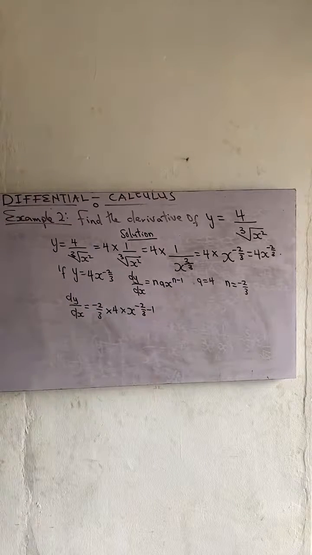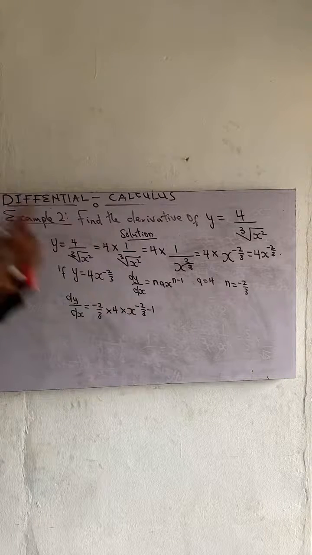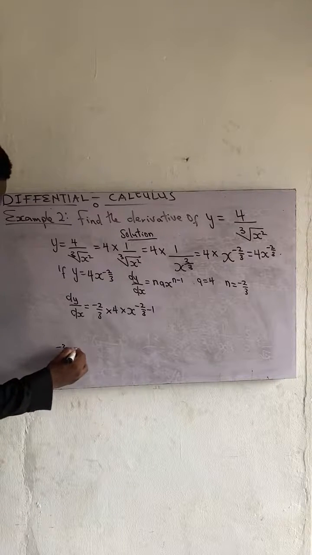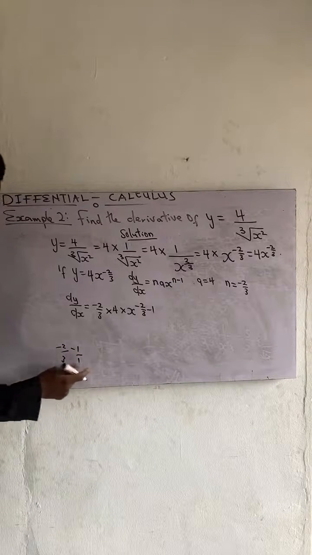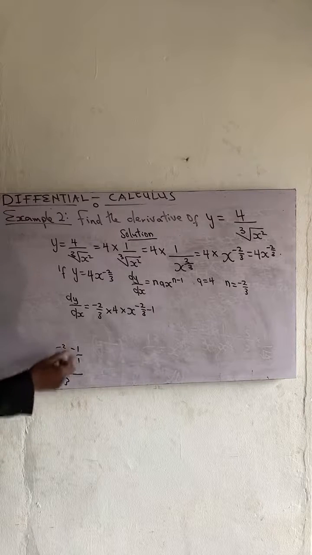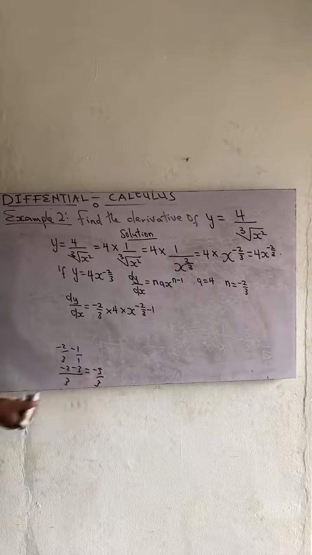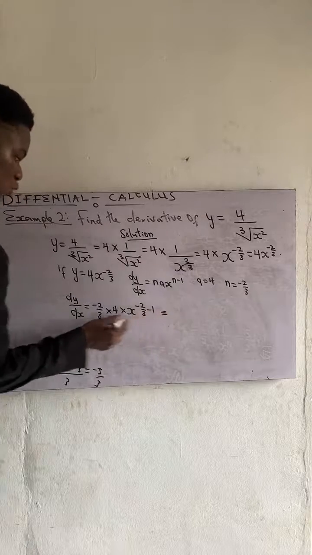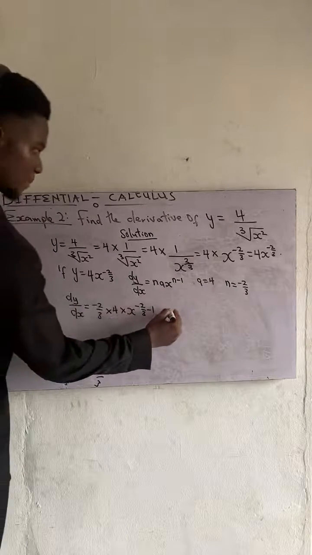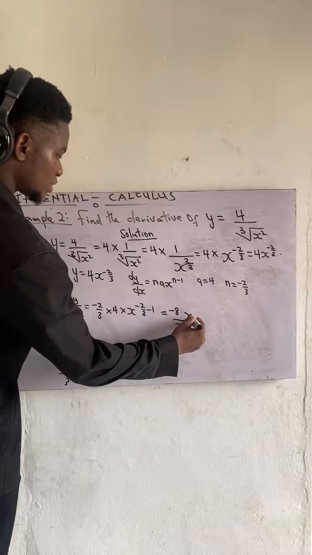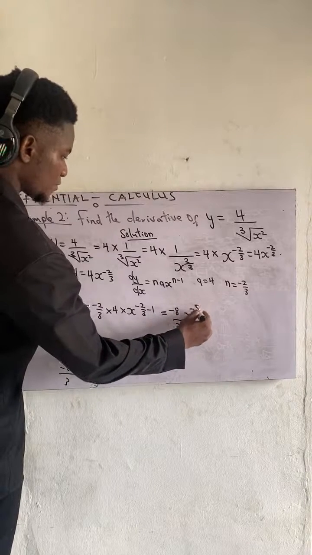That's that, guys. The next thing you will now do, using the same approach I taught you the other time, is to work out minus 2 over 3 minus 1. You will just say minus 2 over 3 minus 1 over 1. The LCM is 3. 3 in 3 is 1, 1 times minus 2 is minus 2. Minus 1 in 3 is 3, 3 times 1 is 3. That gives minus 5 over 3. So this expression here would now be minus 2 times 4, that is minus 8 over 3, x raised to power minus 5 over 3.